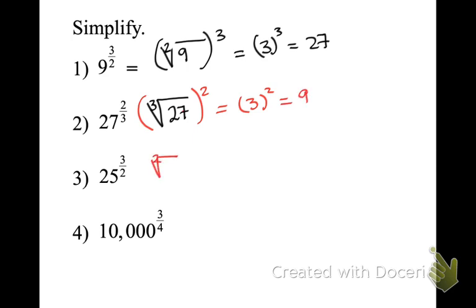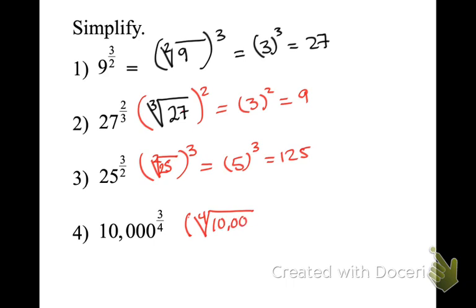Okay, this is a square root of 25, and then we cube it. So the square root would be 5, cubed is 125. The next one is the fourth root of 10,000, and then we're going to cube it. So I think it's 10 times 10 times 10. 1, 2, 3, 4. Yep, it's 10. And then it's to the 3rd power, so that makes 1,000.